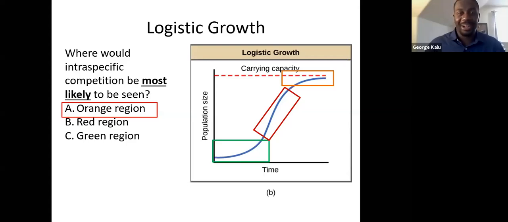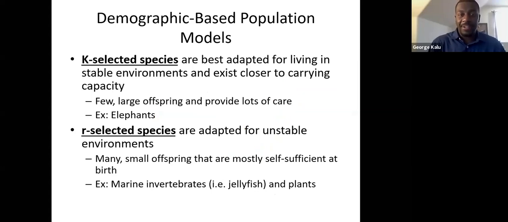All right, cool. So when we look at different species, we can classify them in two different ways in terms of their demographics. The first ones are what we refer to as K-selected species. K-selected species are individuals that exist usually closer to carrying capacity, which is kind of where the K comes from. And so they typically live in relatively stable environments. K-selected species will produce very few, pretty large offspring over the course of their lifespan, and they provide lots of parental care to their offspring.